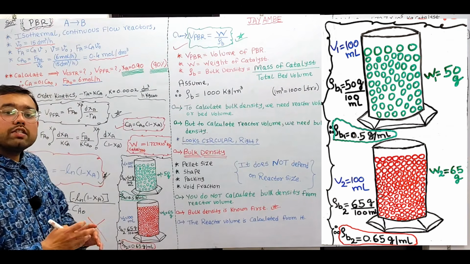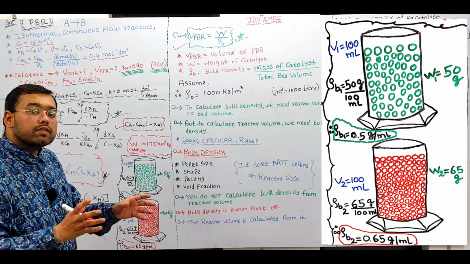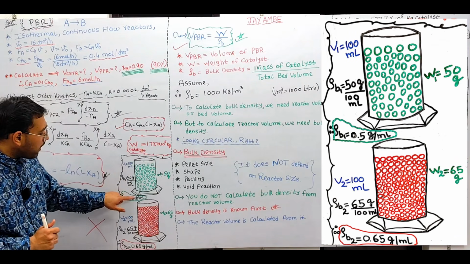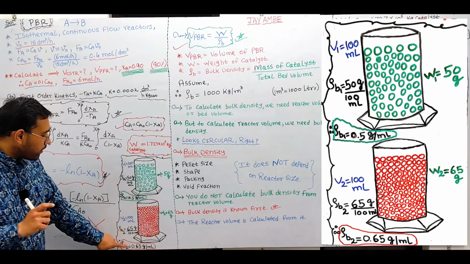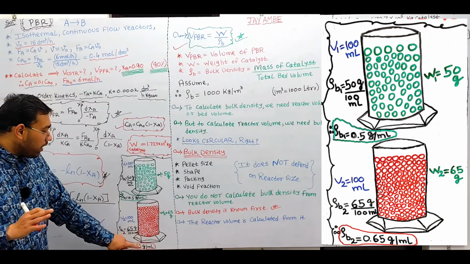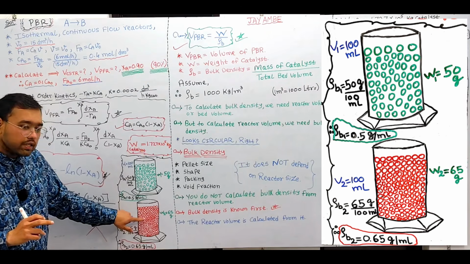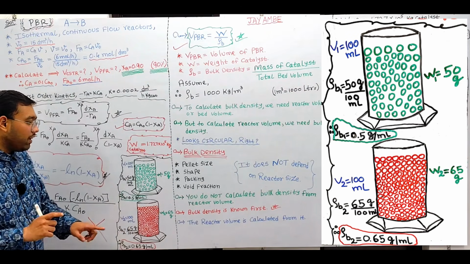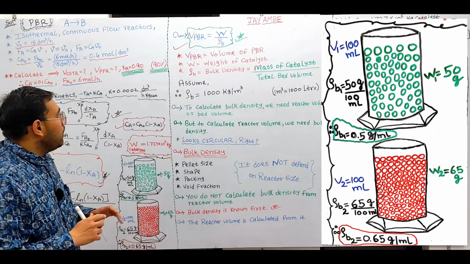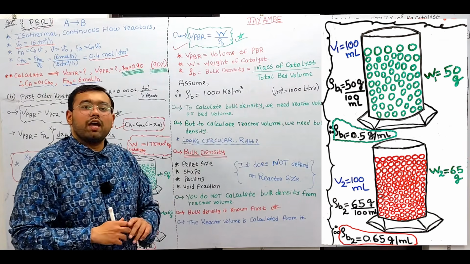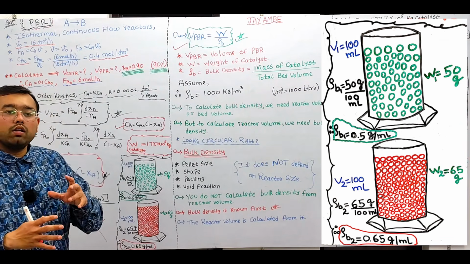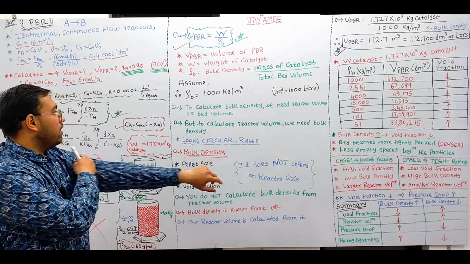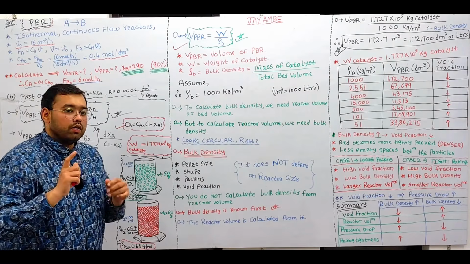Which means if the bulk density increases, the void fraction decreases. If the bulk density increases from 0.5 grams per ml to 0.65 gram per ml, the void fraction decreases. You can see that. I hope you have understood. So here we have understood how we define the bulk density in a very simplified manner.